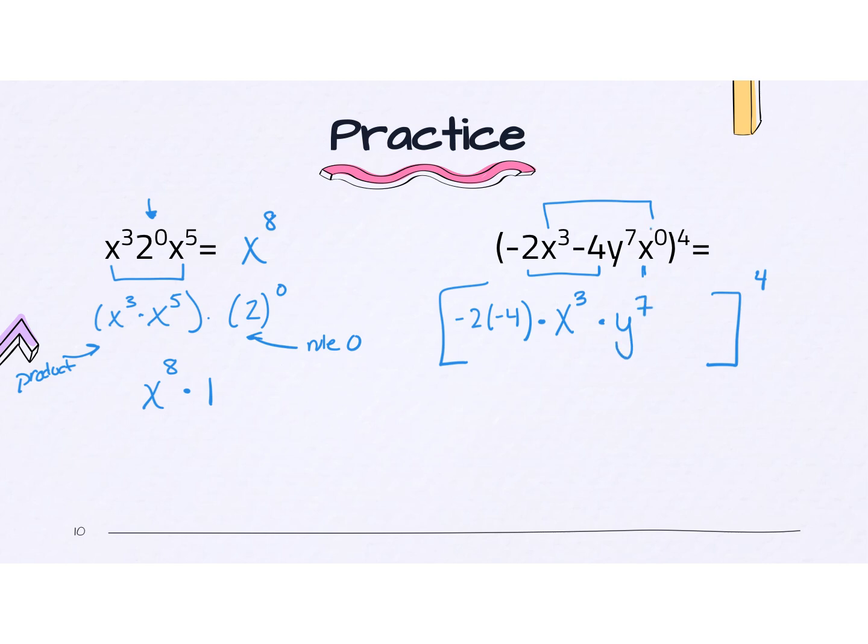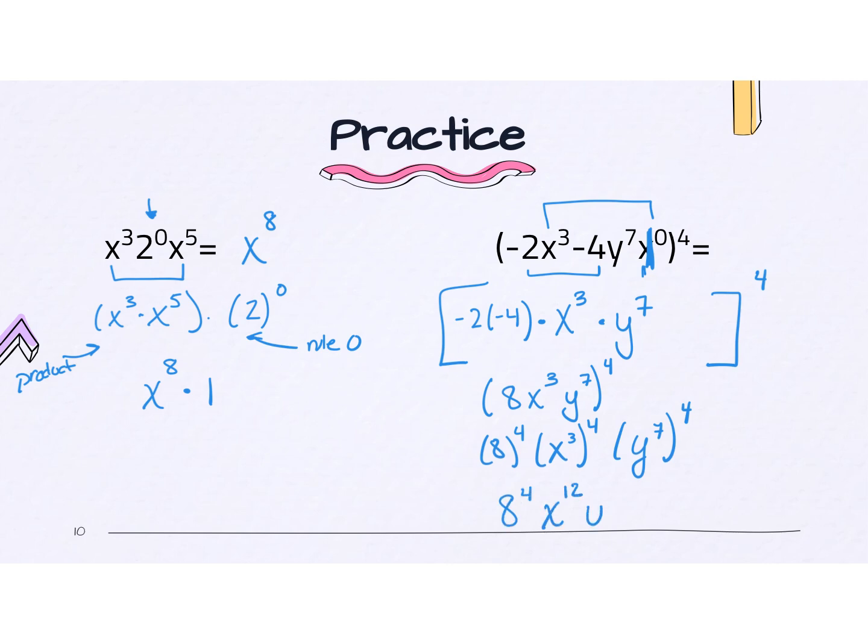Are we okay with that? You could make that like that even if you wanted to. Okay, so I have negative times negative, which is going to give me a positive 8. And then I have x to the power of 3, and then y to the power of 7. And that's all to the power of 4. So I have 8 to the power of 4, x to the power of 3 to the power of 4, and y to the power of 7 to the power of 4. So the answer to this is going to be 8 to the power of 4, x to the power of 12, and then y to the power of 28.